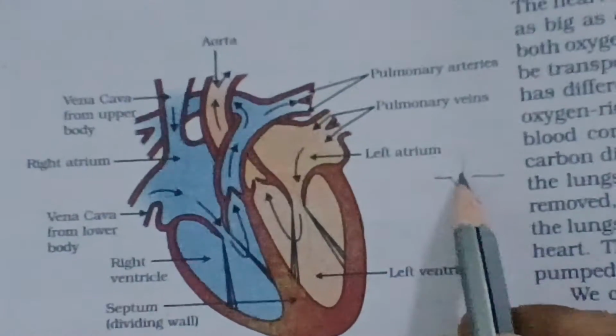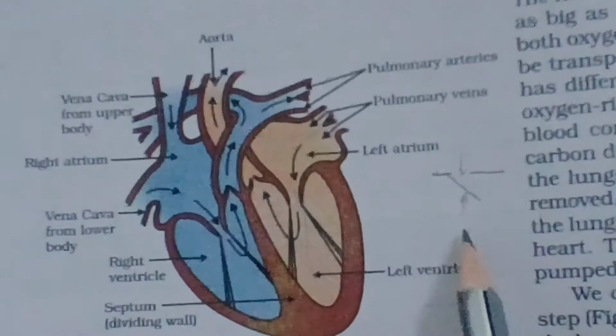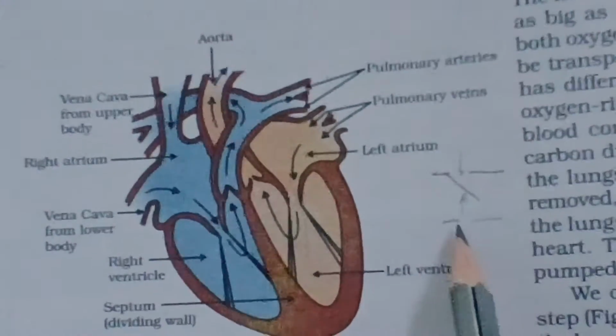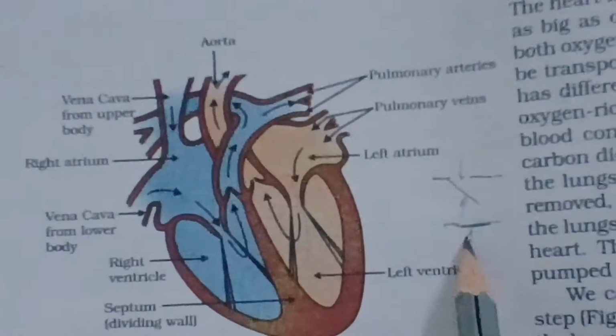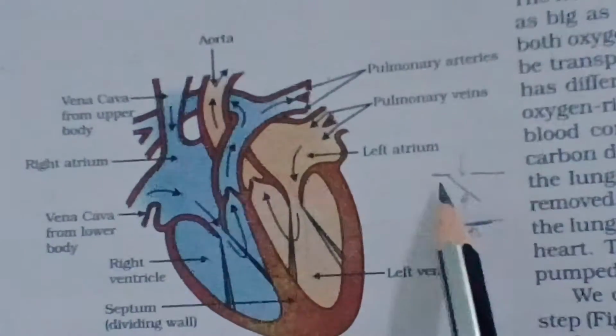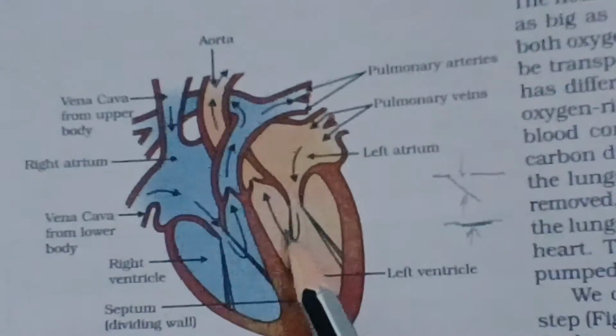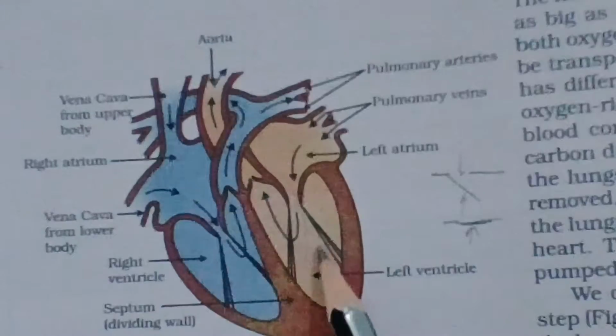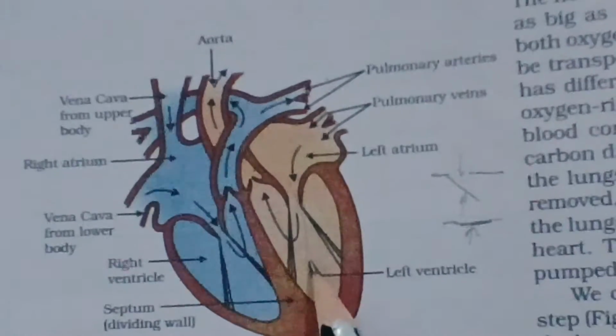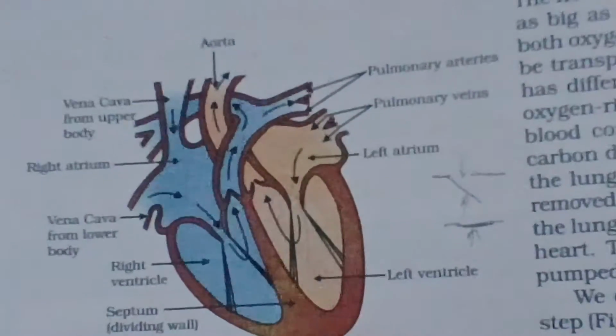So it can enter, but it cannot go like this, because once it pushes here, it will be closed like this when it is coming from this side. Okay, so it is one way flow, it allows only one direction. Once the left ventricle is filled with the blood, then it contracts.